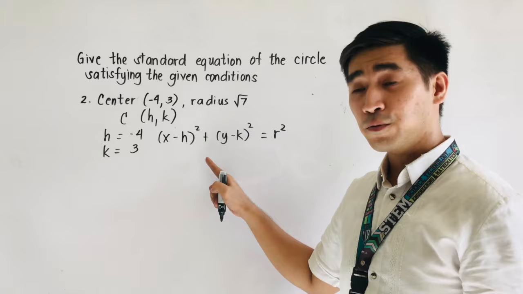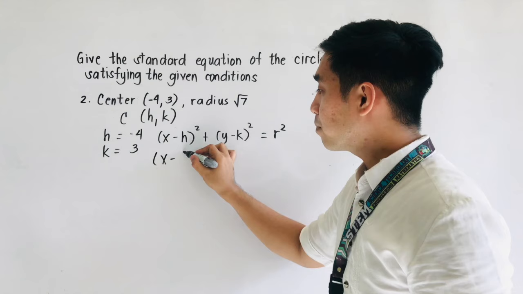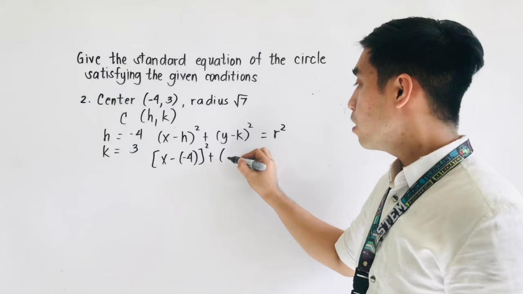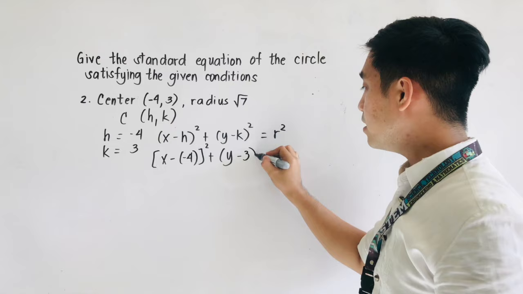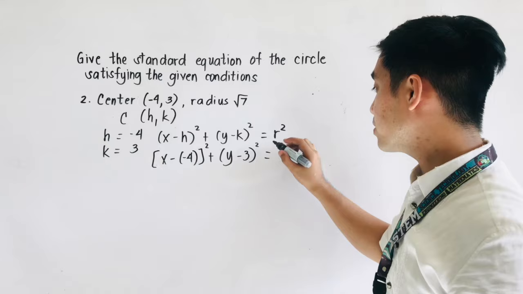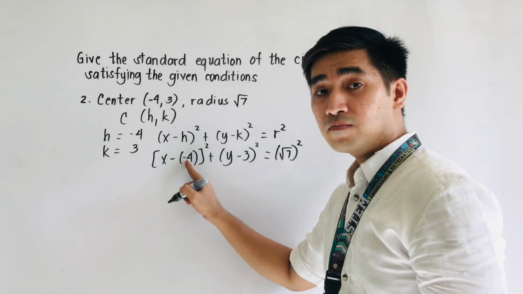Therefore, we'll be having x minus, what is the value of h? That is negative 4 quantity squared. Okay, plus y minus, what is the value of k? That is 3. (y minus 3) quantity squared is equal to r squared. And that r is given as square root of 7. That is square root of 7 squared. Negative, negative, multiply, it becomes positive.